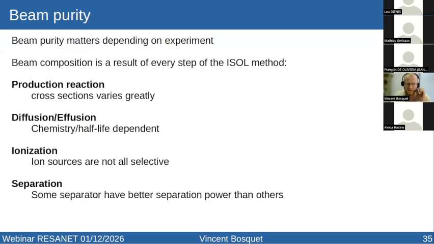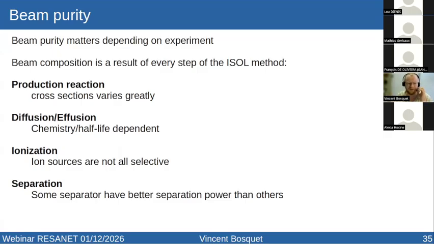And so a word on beam purity. So I'm not an expert in experiment, but I know that some of you really want to have pure beam and some others don't really care. So beam purity matters depending on the experiment. The beam composition is a result of every step in the ISOL method. So by choosing carefully your technical choices in each of these methods, you can have a beam that is very pure or is not very pure.